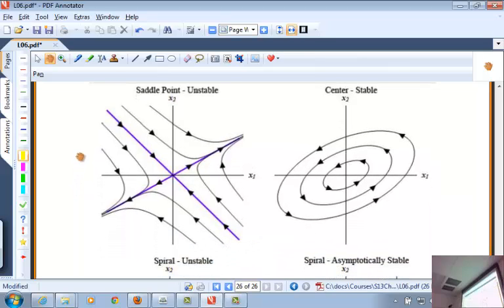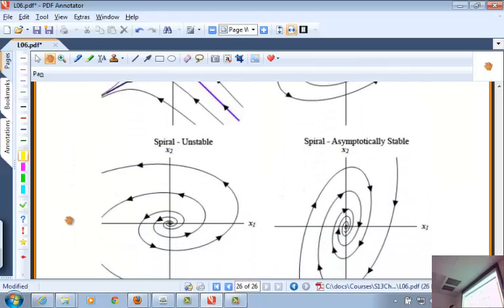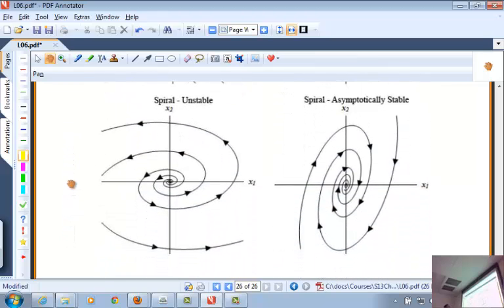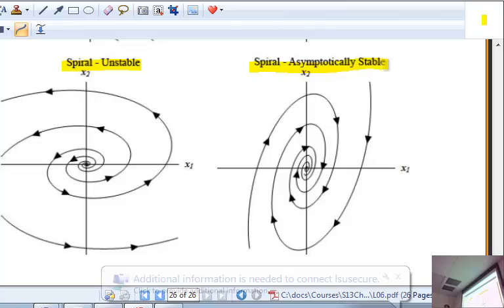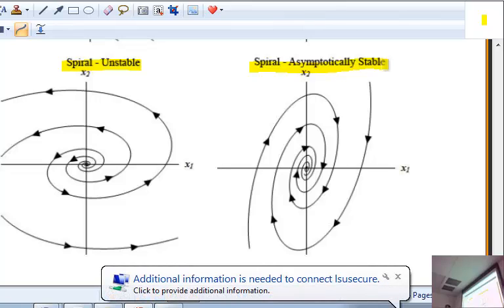A saddle node that we have seen and a center that we have seen. These are the complex eigenvalues that give rise to it. So what do you think is happening here? A spiral unstable, a spiral asymptotically stable. We haven't seen an example of this in the 2x2 examples. But can you speculate, knowing so far what possible eigenvalues could be? They could be real, positive or negative. They could be purely imaginary.